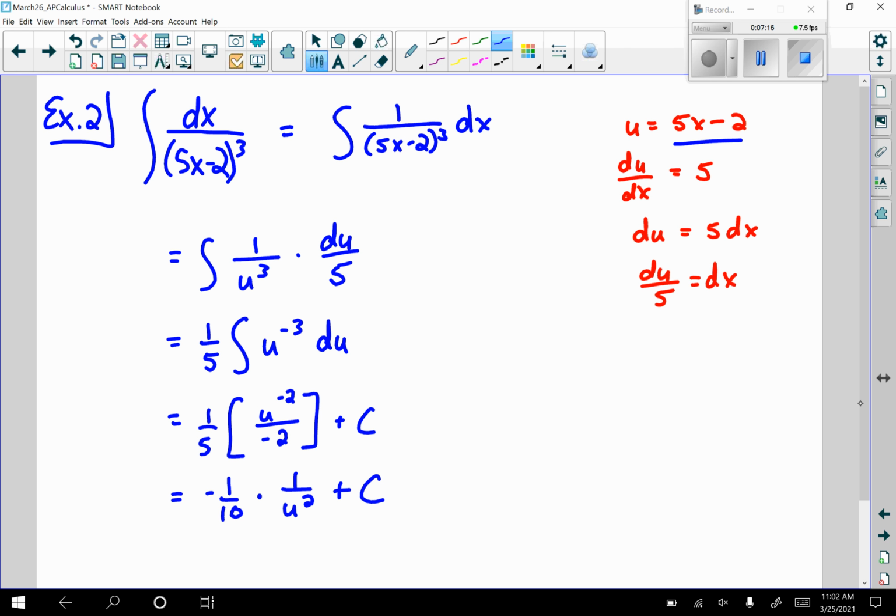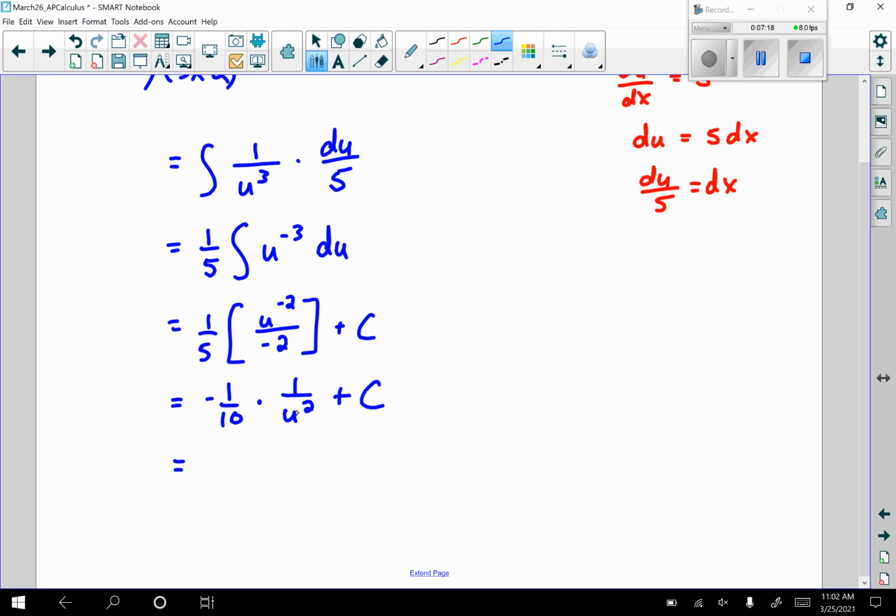And now we're going to bring back the 5x minus 2. So this is definitely where u substitution is helpful. We would not be able to reason through this too nicely. So we're going to get a negative 1 over, we just put the 10 down here, and then it's going to be the quantity 5x minus 2 squared plus c.